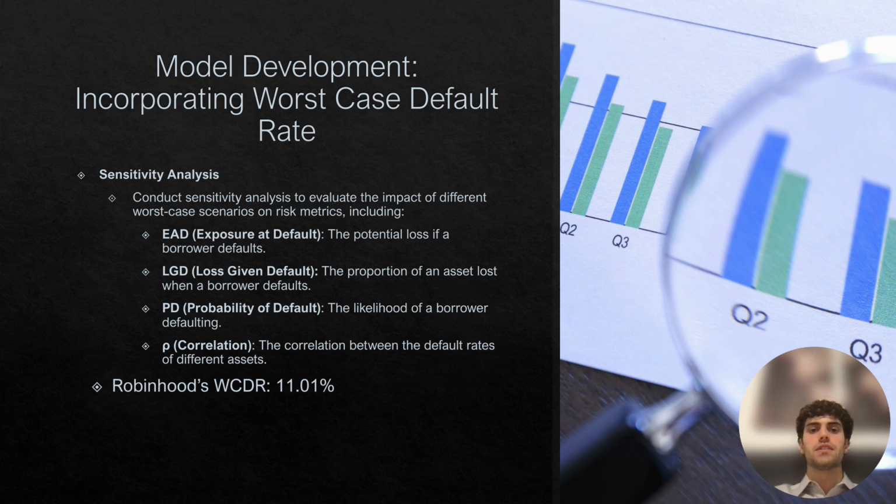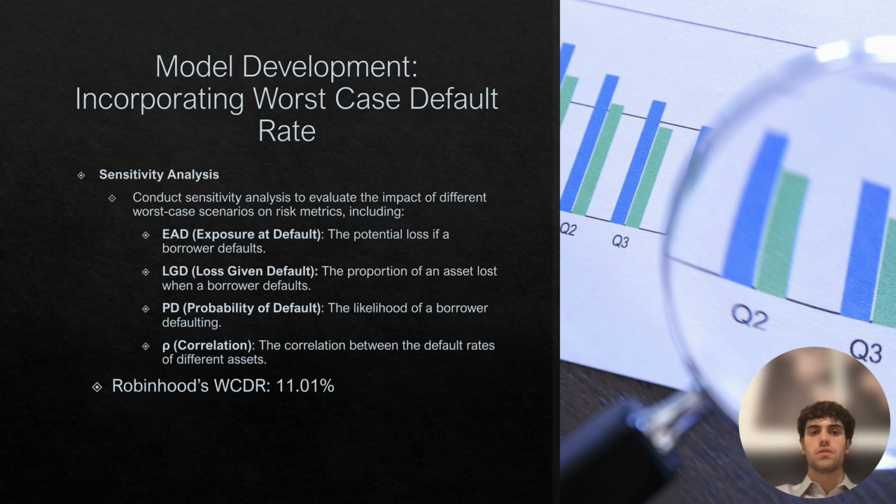Furthermore, we also factored in the correlation between asset default rates. Based on Robinhood's SEC filings and S&P Global's 2023 research on historical corporate default rates, we arrived at a worst-case default rate of approximately 11%. This scenario helps test the portfolio, providing Robinhood with a clear understanding of its risk exposure, especially in the event of widespread defaults across key asset classes like cryptocurrencies and margin loans.